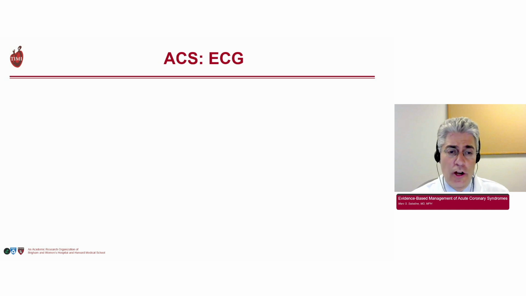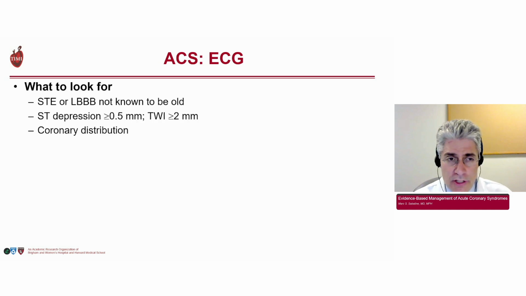Now, the electrocardiogram, as I mentioned, is key for diagnosis. So what do we look for? As I mentioned earlier, ST segment elevation or a left bundle branch block not known to be old, meaning if we see a left bundle and we don't have clear proof that it existed previously, we assume it's new. And a new left bundle has some patients with a large anterior MI present. So much damage to the conduction system that they've developed a left bundle branch block.